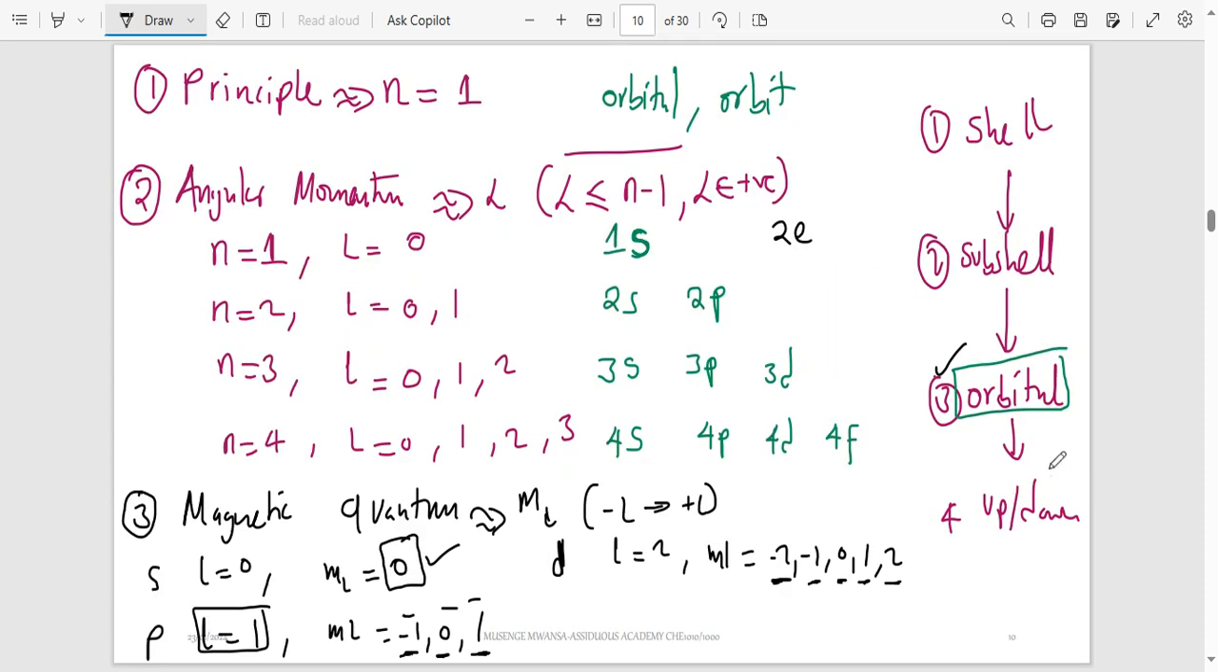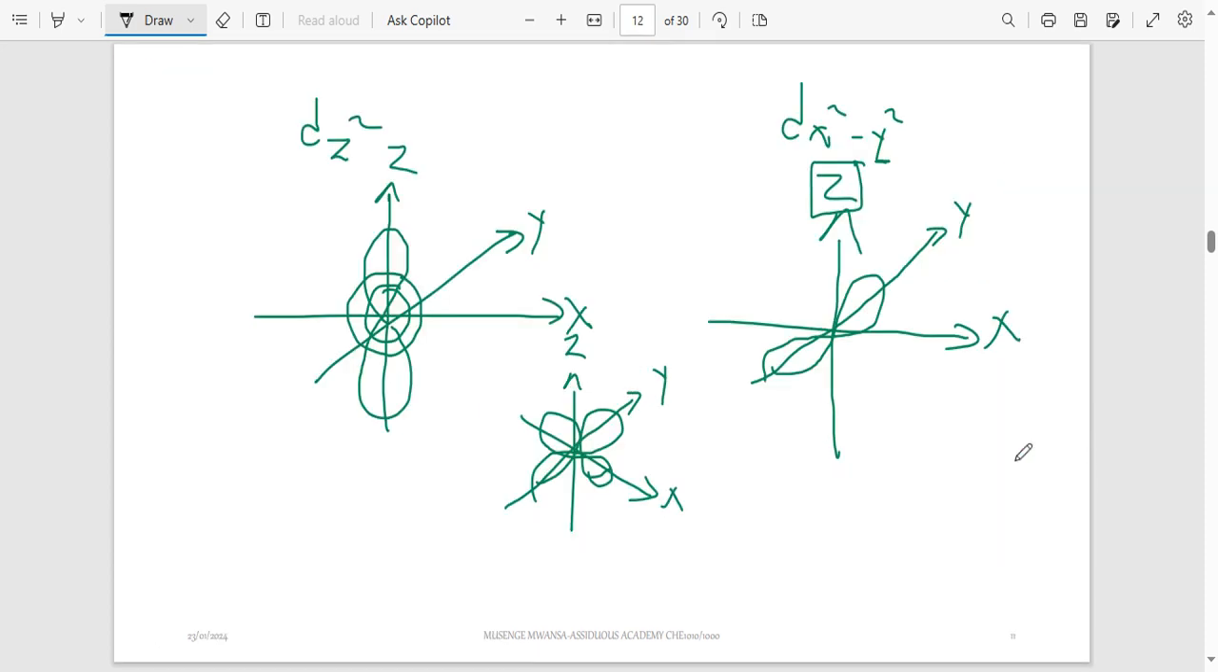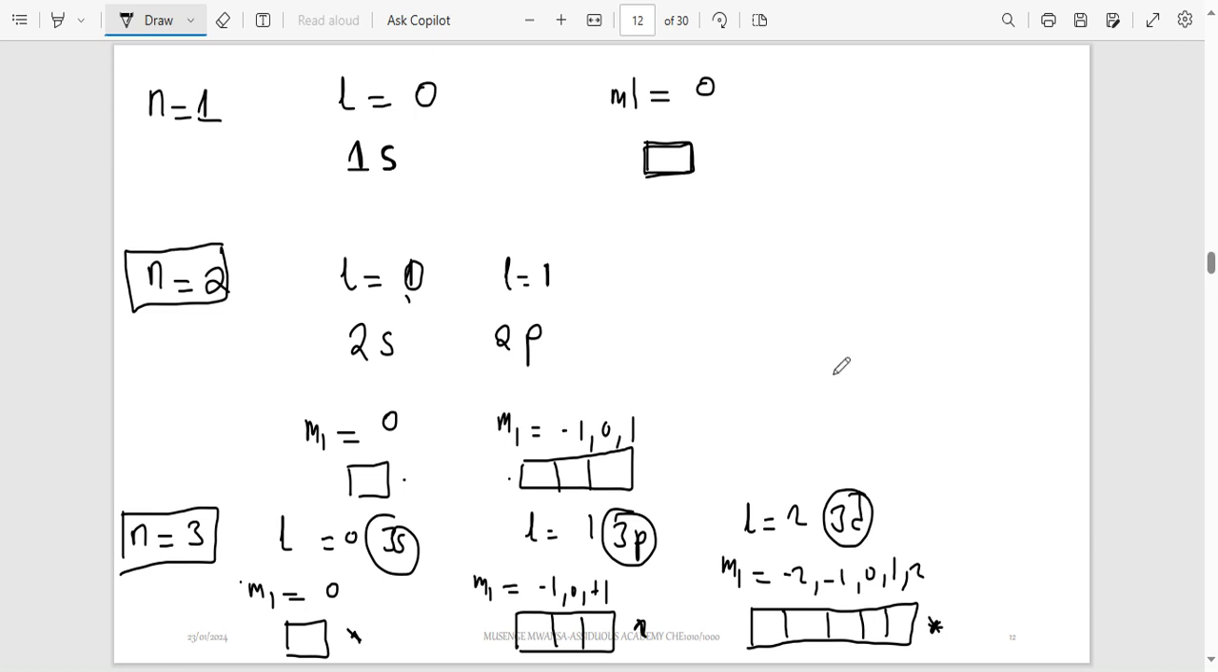The last quantum number, which now represents the direction of an electron, whether the electron is pointing up or pointing down, is known as the electron spin.